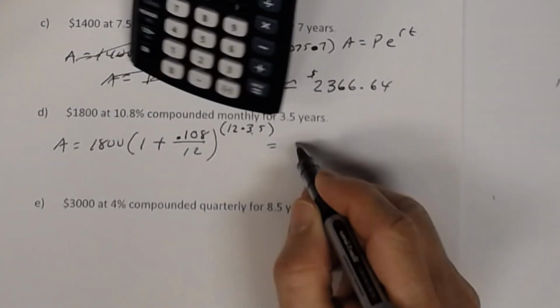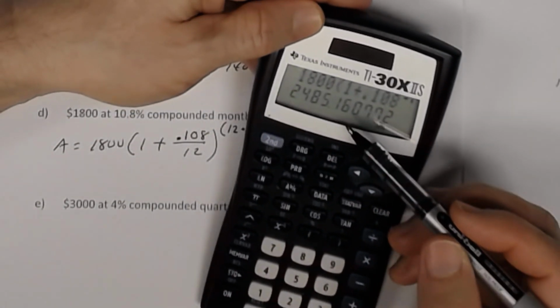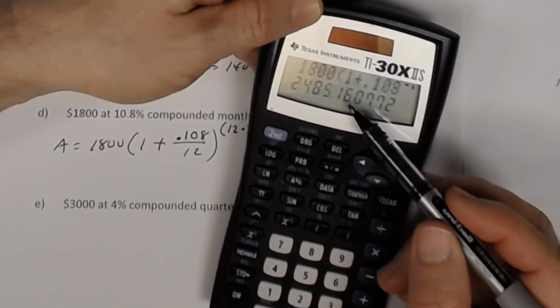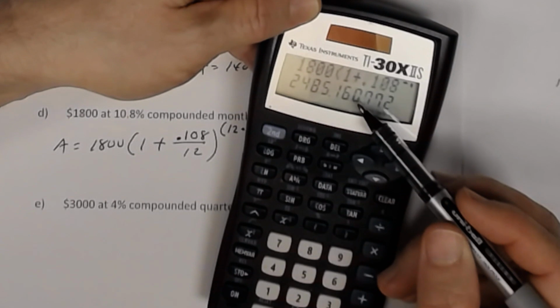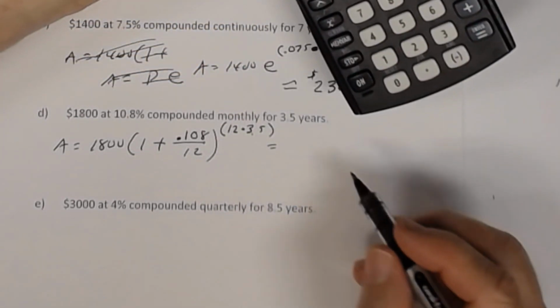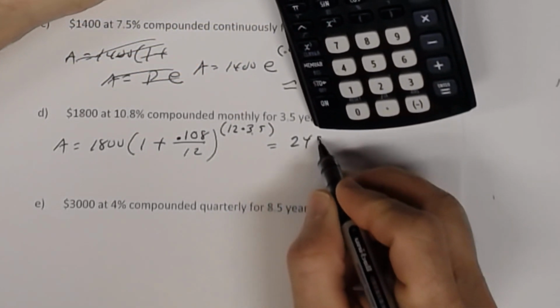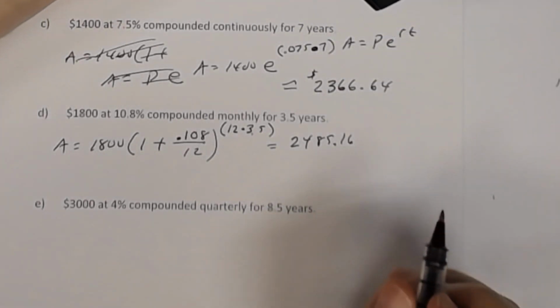All right, so you're going to get, let's see now, remember to the nearest cent, so 6 is in the hundredths place. So you look at the thousandths, since that's less than 5, 6 stays 6. So 2485.16.